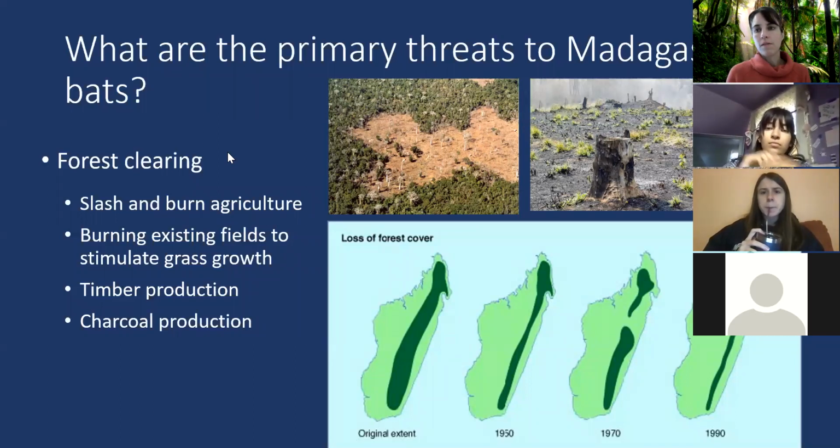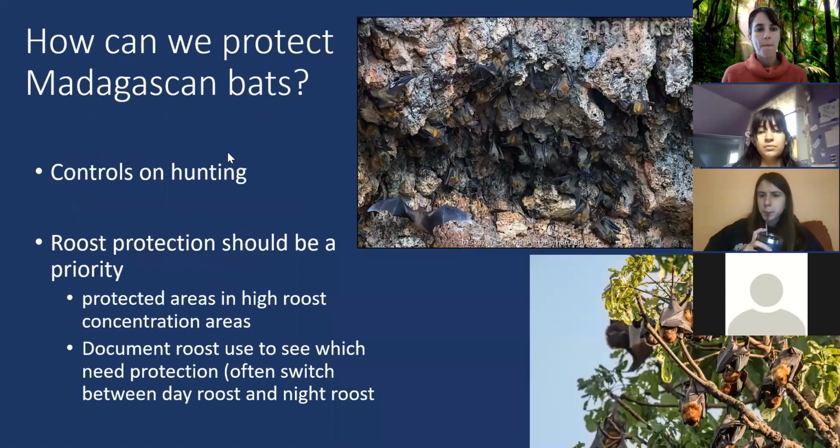So the reason why that's dangerous for bats is because, like I mentioned, these species don't all roost in caves, right? Many of the species roost in trees and use forests as their habitat, right? Even the ones that roost in caves.